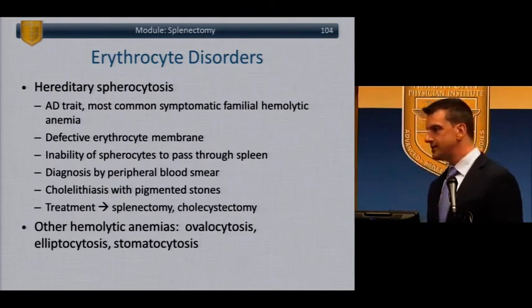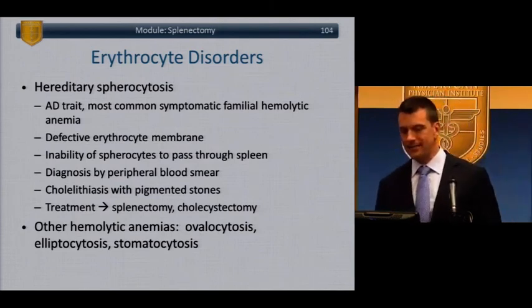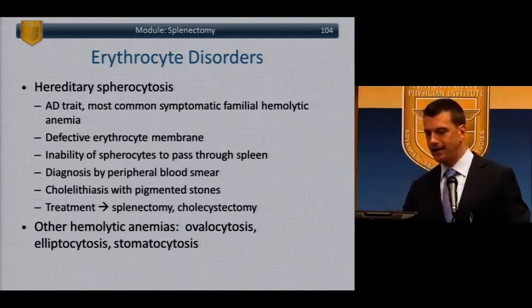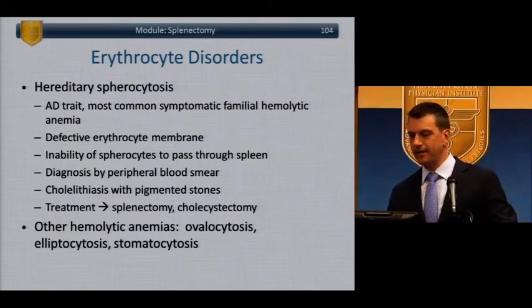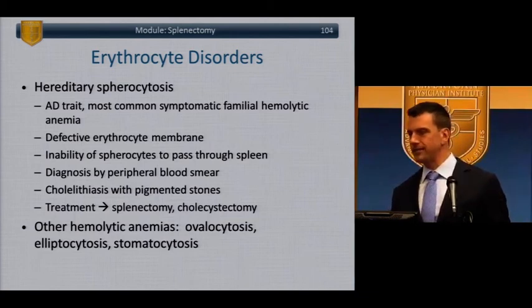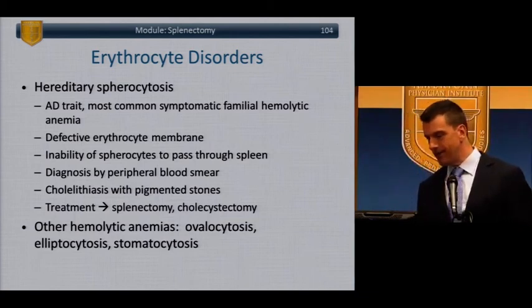So erythrocyte disorders come in many shapes and sizes. The most common is hereditary spherocytosis. This is an autosomal dominant trait, symptomatic familial hemolytic anemia. It's a defect in the erythrocyte membrane that causes it to take on a sphere shape rather than the normal indented shape. The spherocytes are unable to pass through the spleen as readily, so they're much more likely to be destroyed and sequestered there. You can see this on peripheral blood smears by the presence of abnormal red blood cells.